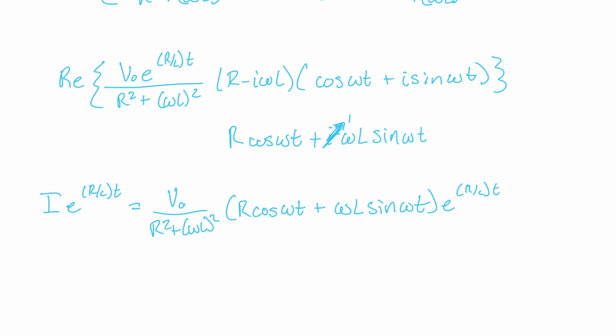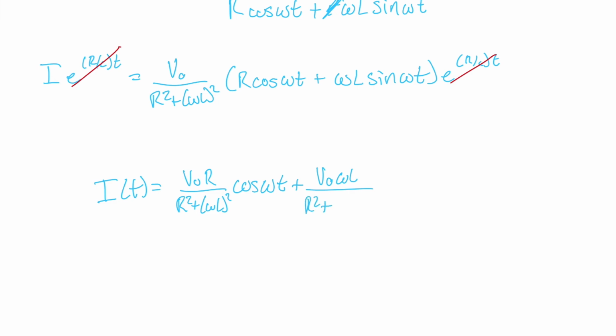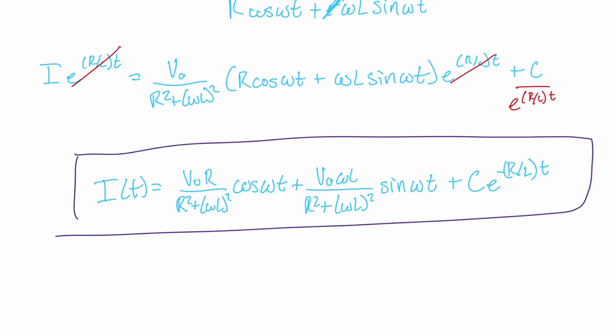and then obviously we divide both sides, and we get our final answer, which is I of T is equal to V naught R over R squared plus omega L squared cosine omega T plus V naught omega L over R squared plus omega L squared sine of omega T. I also forgot to add the plus C over here, and we're going to add this to the end, which is e to the RL over T. And then we get the plus C times e to the negative RL T. And that is your final answer.